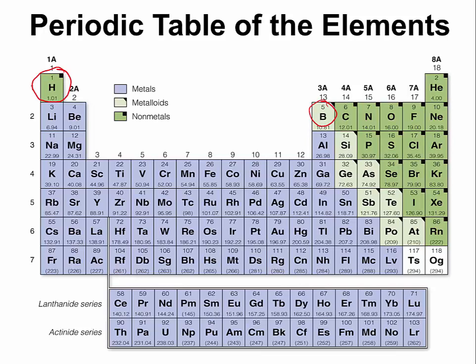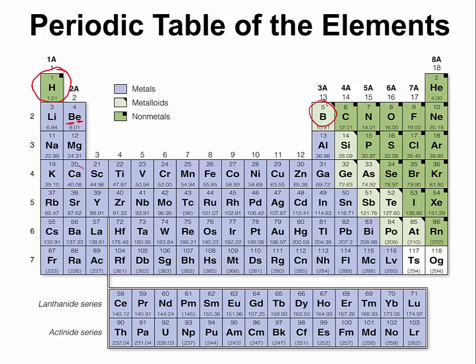If, however, you have two letters in the name of the element, the first letter will be an uppercase letter. For example, take a look at beryllium. The first letter is capital B. The second letter is lowercase e. That is how we write the symbols of elements.